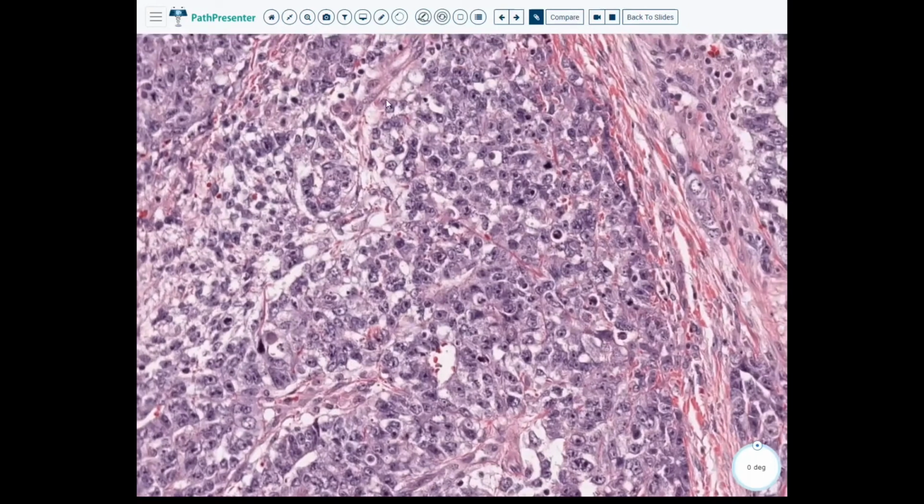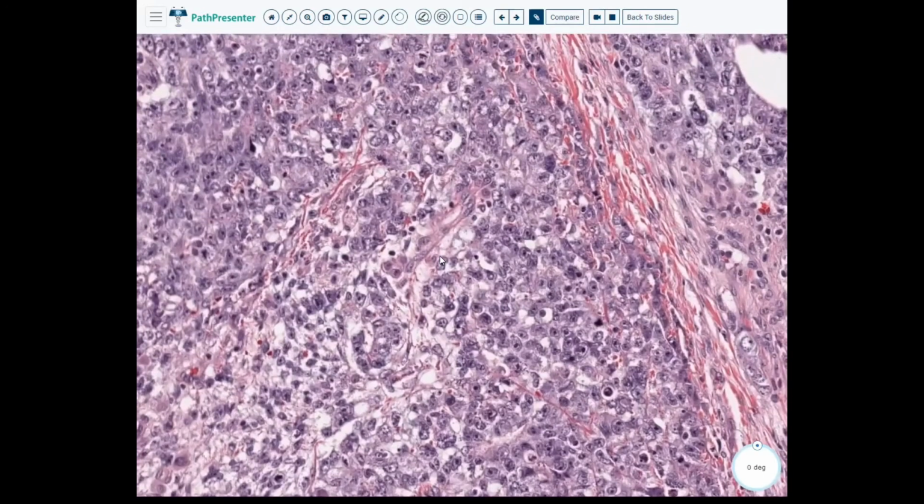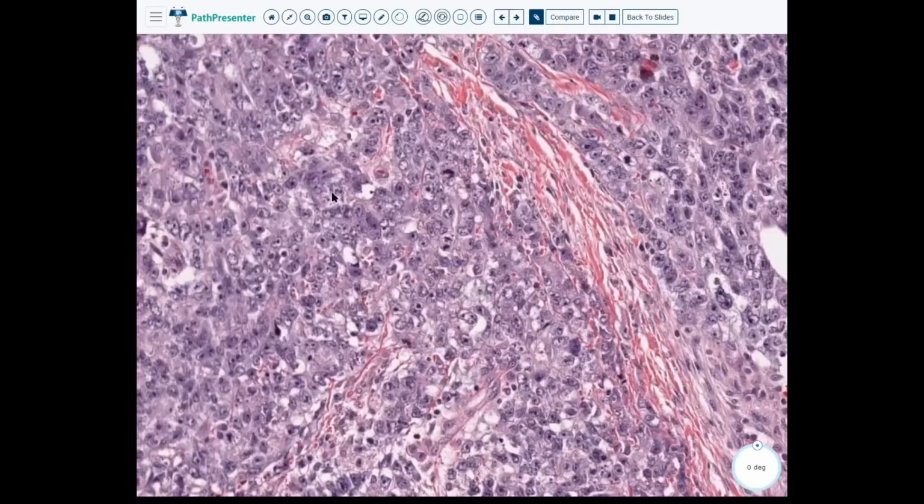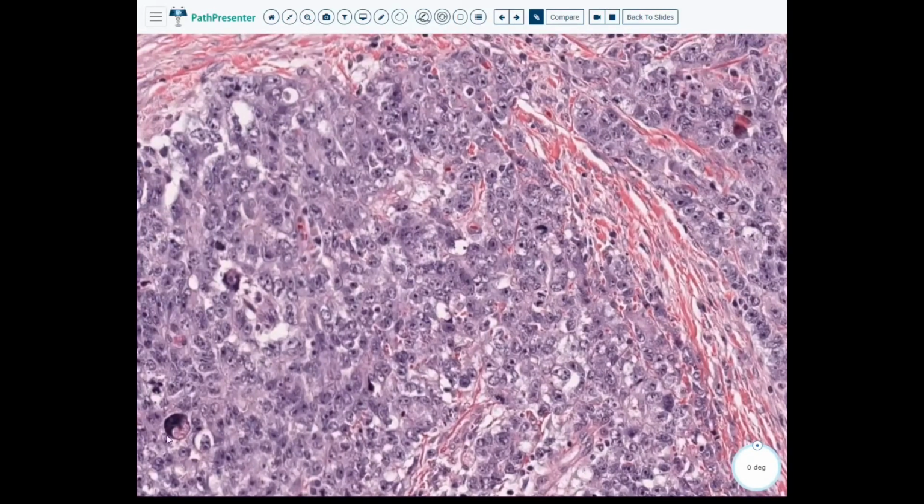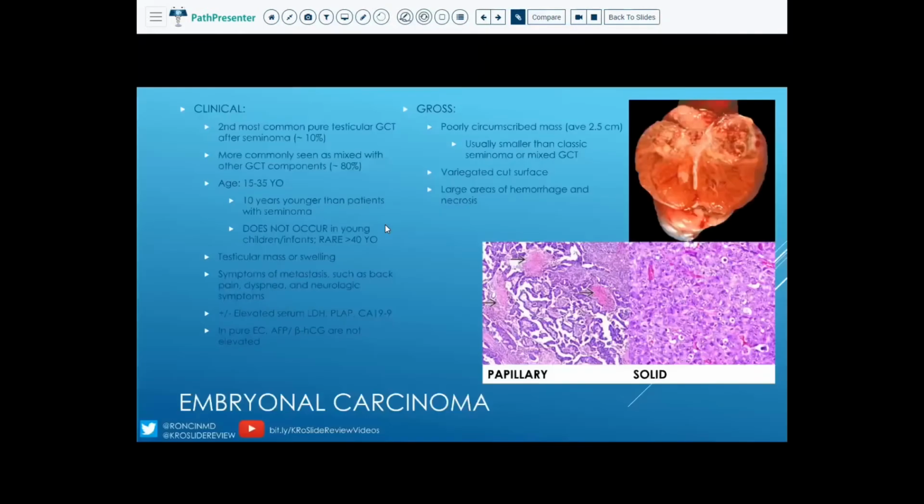So we have this much pleomorphism. What we're looking at becomes a somewhat smaller list. Look at the size of this cell. So this is actually an embryonal carcinoma, which is the second most common pure testicular germ cell tumor after seminoma. It accounts for about 10% of your tumors. So remember, your seminoma is 50%. This is another 10%. And it's more commonly seen as a mixed tumor with other components, and this is about 80% of your cases.